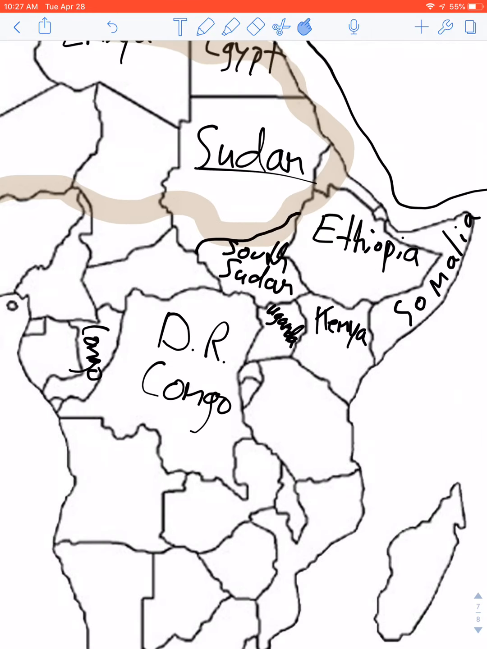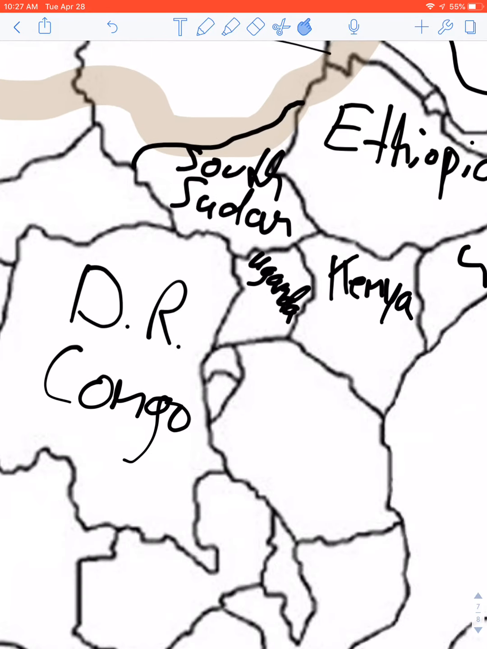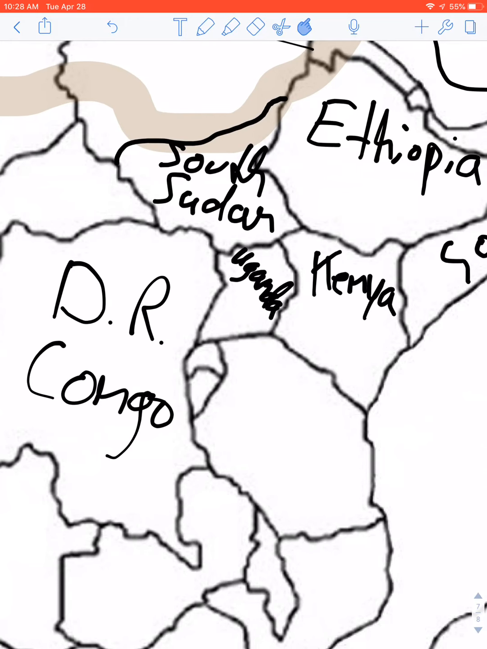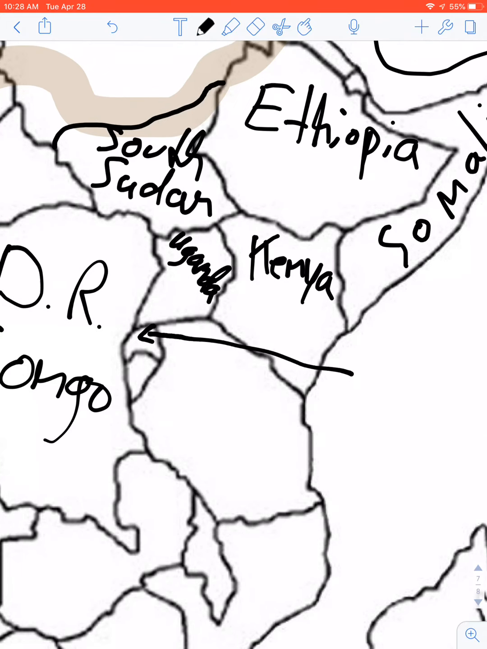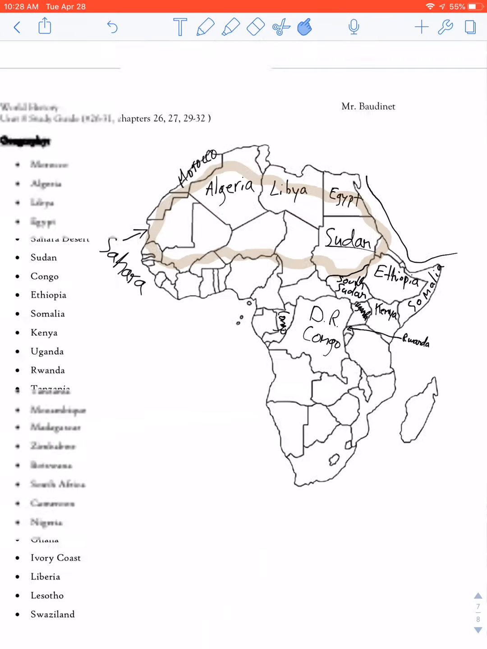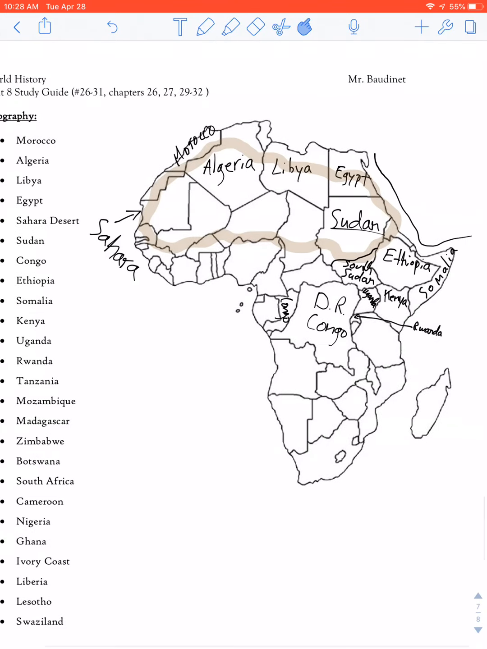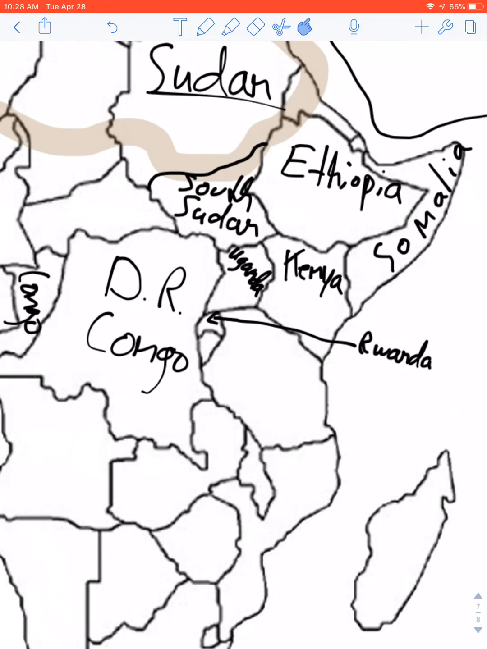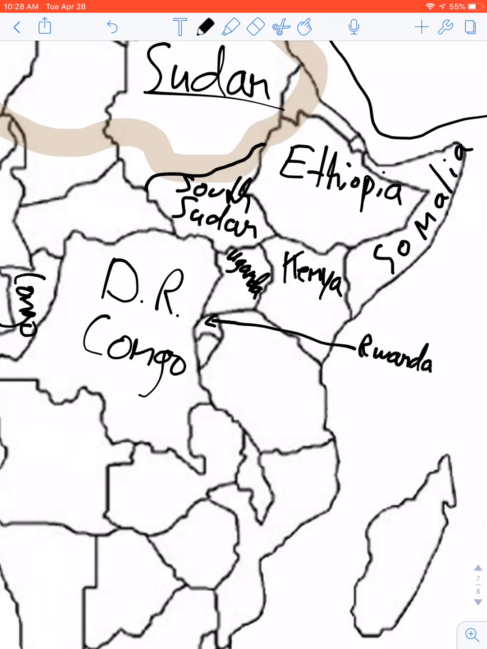Then we have Rwanda, which is even smaller. Rwanda. I'm going to draw an arrow that points right here for Rwanda. There you go, that guy right there, right to the south of Uganda. Then we have a slightly bigger country, right to the south of Kenya. You got Tanzania right in there.